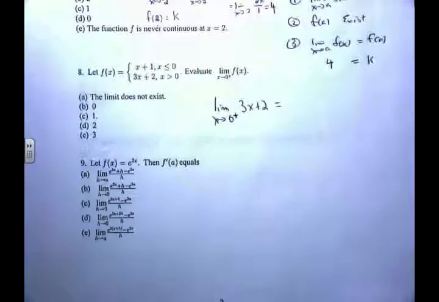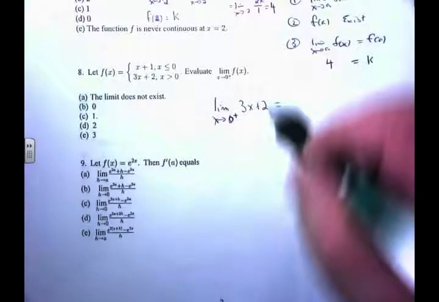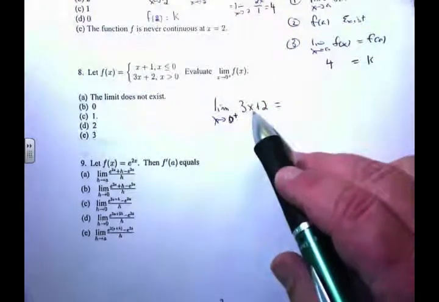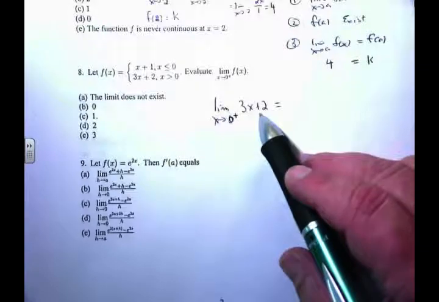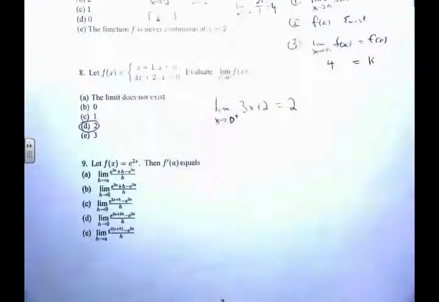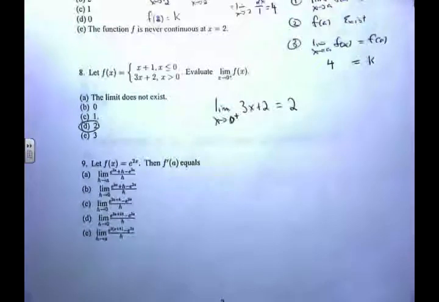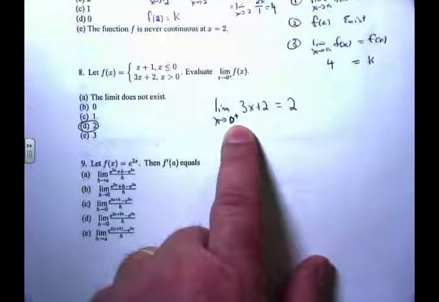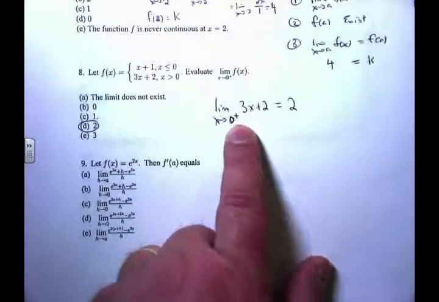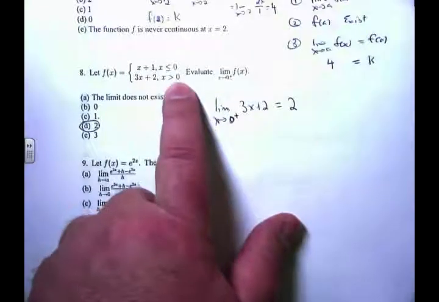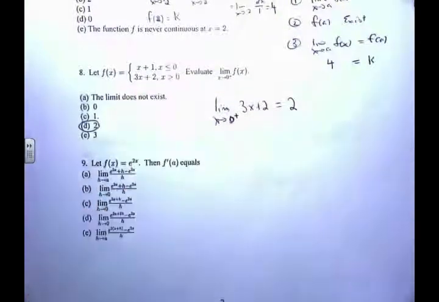3x plus 2. And what's the first rule of limits? Plug in the number. X is going to 0 on the plus side. 3 times 0 on the plus side is still 0. Plus 2 is 2. That's pretty much my answer. D. Just have to understand what a one-sided limit means. I get to plug in on one side, and it's the positive side of 0. And the positive side, greater than 0, is the 3x plus 2.